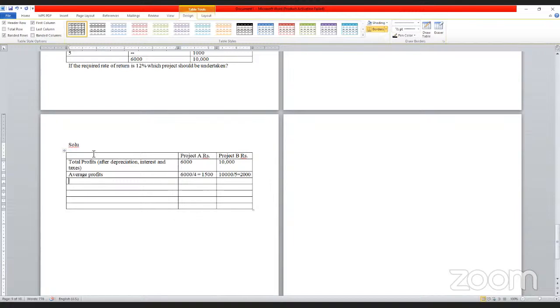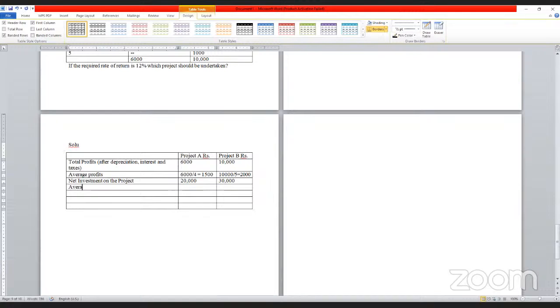Now next step is net investment on the project. Net investment on the project is, for project A it is 20,000. It is already given in the problem. This amount is also mentioned in the problem. For project B it is 30,000. Already mentioned in the problem. Is net investment of the project.